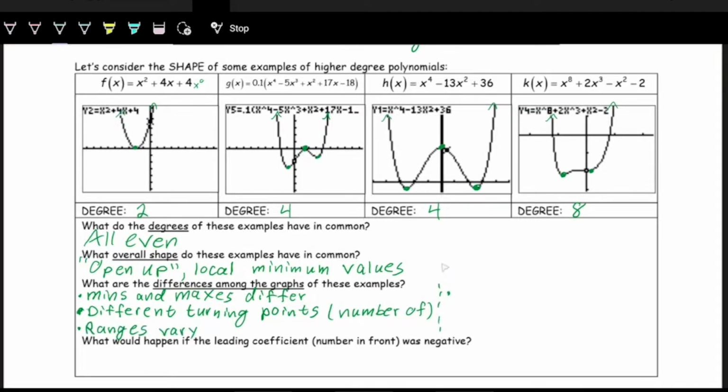We could also say that they have different number of x-intercepts. So with all of these, this first one, the quadratic, has one x-intercept. On the second one, you can count 1, 2, 3 x-intercepts. On the third one, there's 1, 2, 3, 4. On the last one, there's 2 x-intercepts. So we have a varying number of x-intercepts.